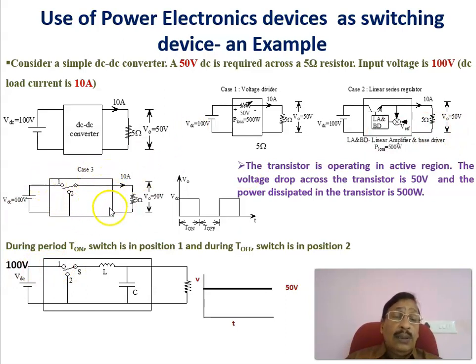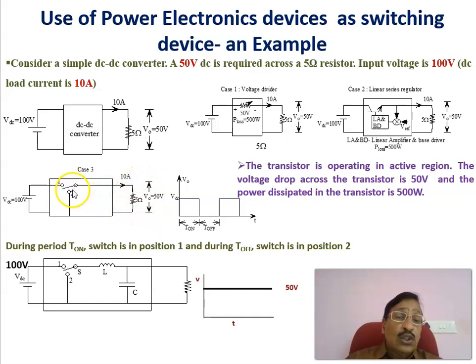Now, coming to the third case, that we are using a switched mode. Then a semiconductor device is used as a switch. It is something like a buck converter. It is a buck converter. It is just like a switch we are using here. For example, this is a switch here. 100 volts is there. This is the load. A 5 ohm resistor is there.